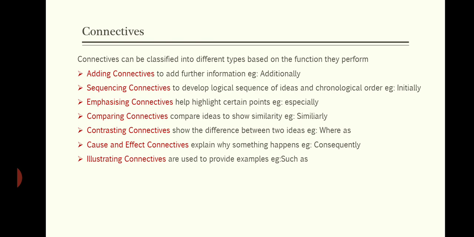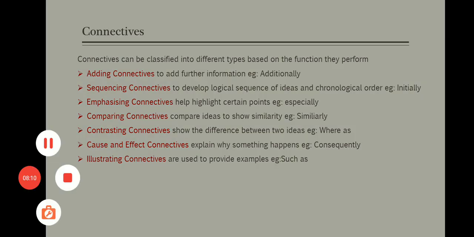So you have to explain why something happens, the reason for something. That is why it is called cause and effect connectives. So cause will be reason and effect connective will be the result of that cause. So example will be consequently and therefore as a result. Next is illustrating connectives. Illustrating connectives are used to provide examples. For example, for instance, such as, all these are illustrating.